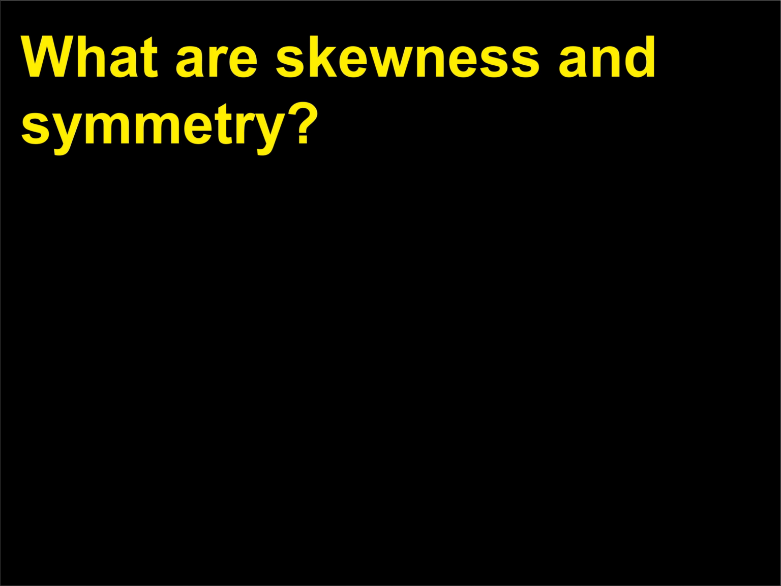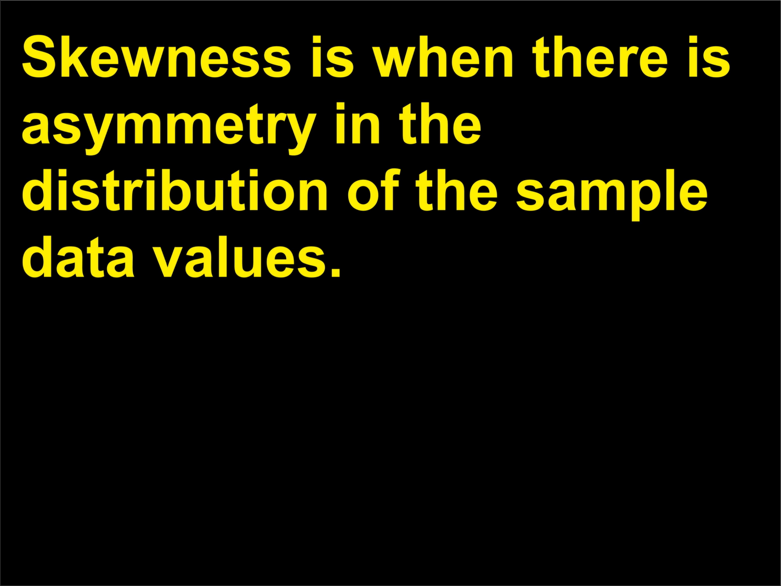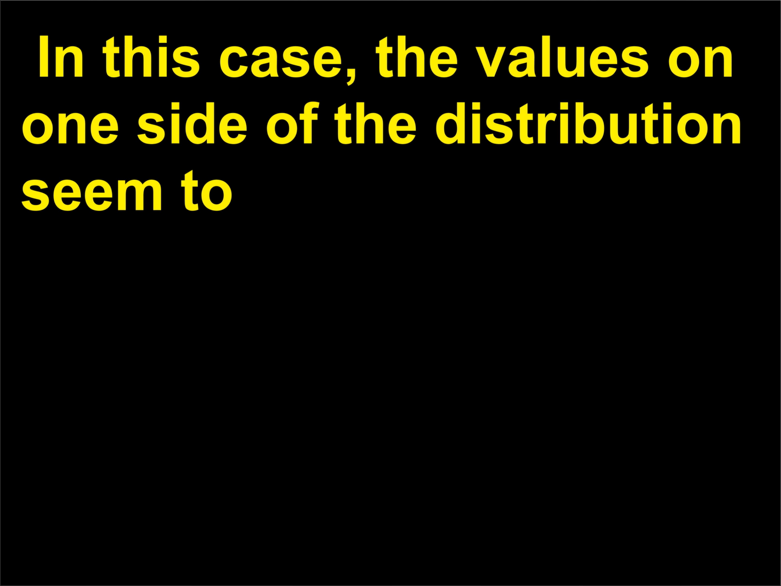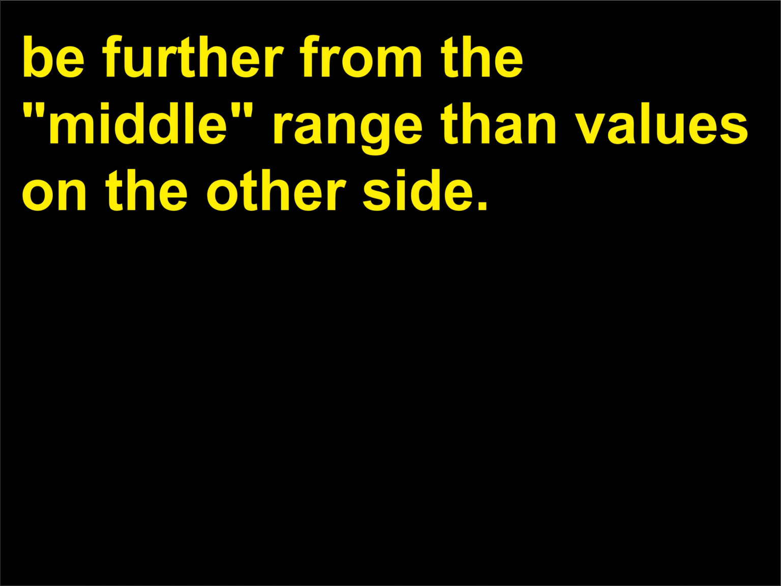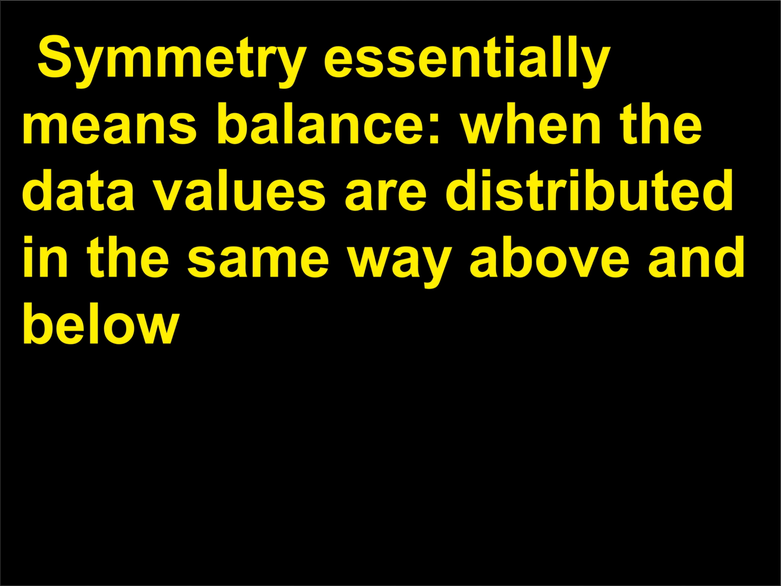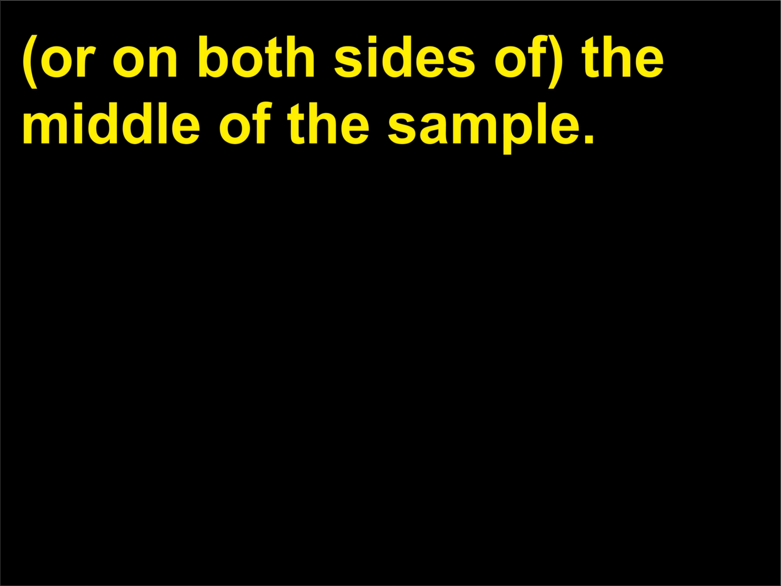What are skewness and symmetry? Skewness is when there is asymmetry in the distribution of the sample data values. In this case, the values on one side of the distribution seem to be further from the middle range than values on the other side. Symmetry essentially means balance, when the data values are distributed in the same way above and below, or on both sides of the middle of the sample.